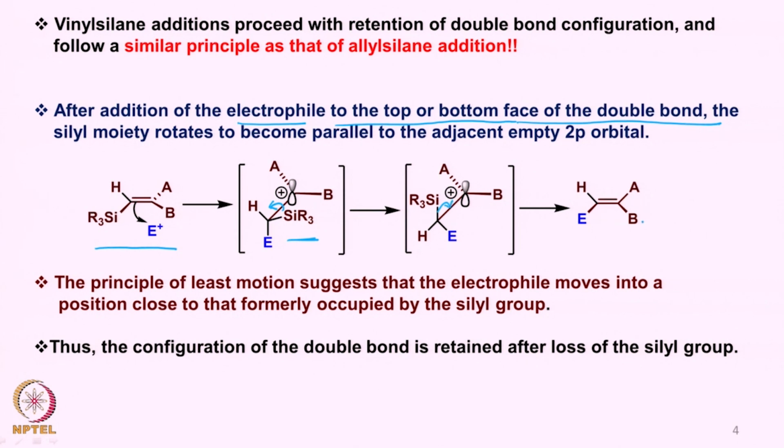But in this case, as you can see, there is a retention of double bond. That means the silicon and the electrophile occupy the same position in the double bond. So the principle of least motion suggests that the electrophile moves into a position close to that formerly occupied by the silyl group. This is the formal rule that says there is a retention of double bond configuration.